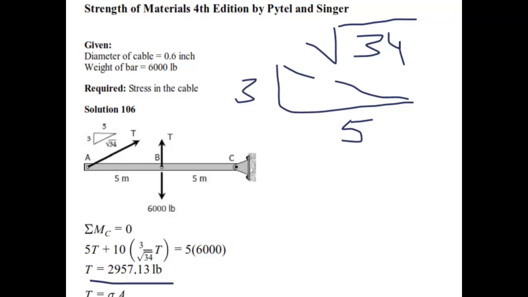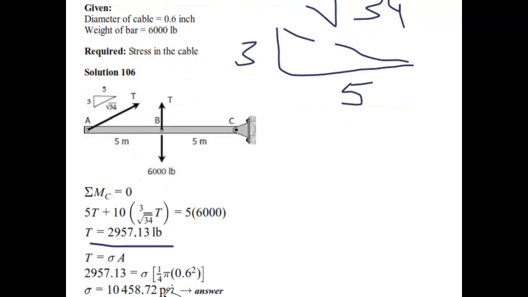Now you know that T is equal to stress into area, or stress is equal to load by area. You can pretty easily get it: 2957.13 that we've got here equals stress into area. So area is, you have your diameter, pi r squared or pi d squared by 4 is your formula for area, and you will get your stress this way. This is in psi. So this is your answer for this question.